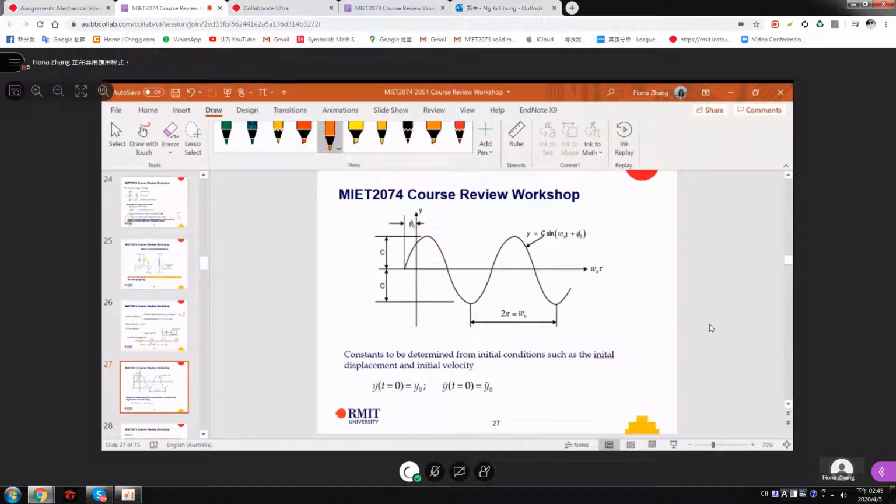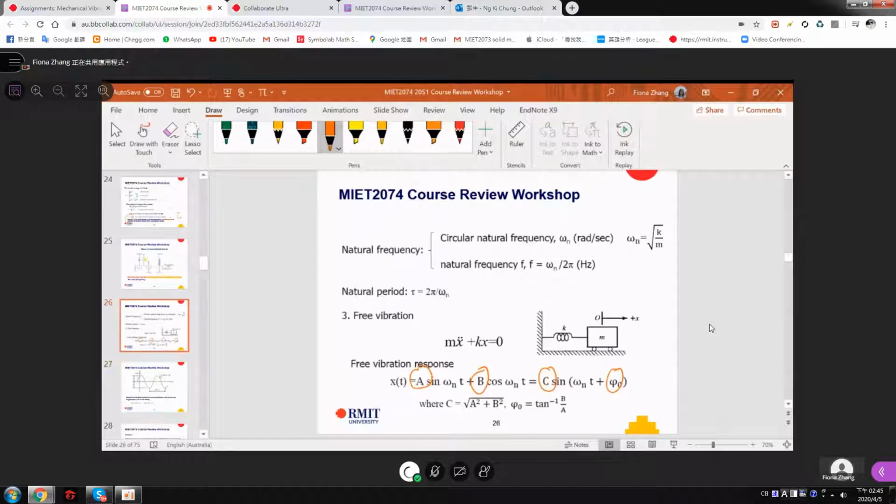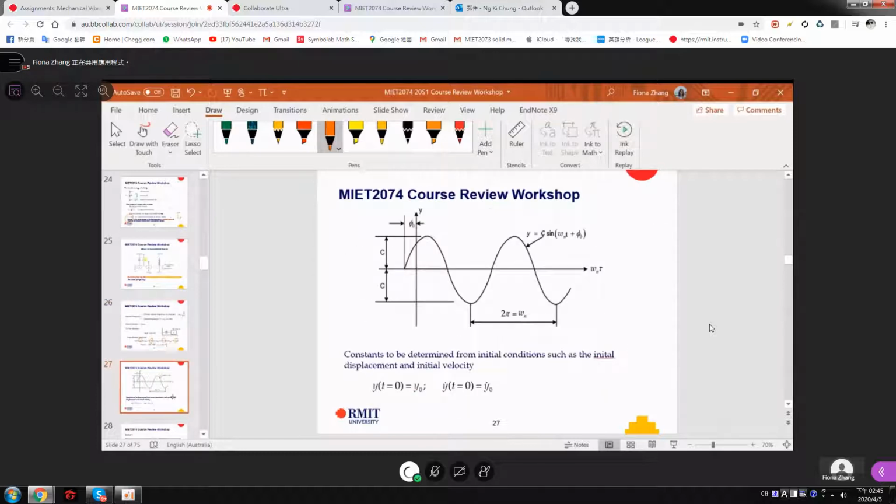Phi is a phase. Phi either leads or lags. If it's in front, it is a lead. If it's starting from here, it is a lag.